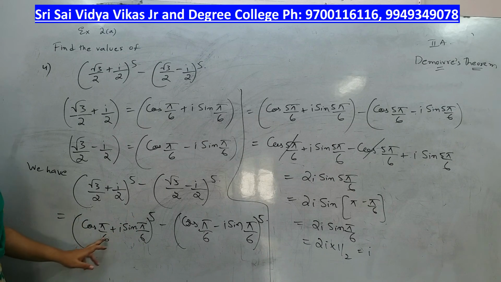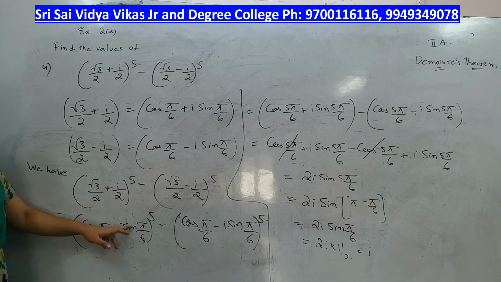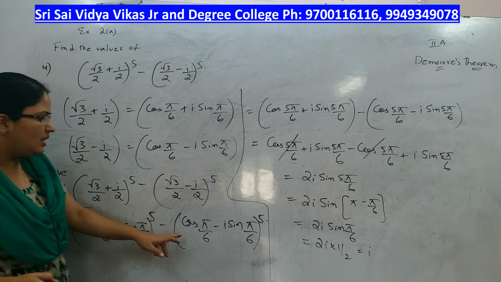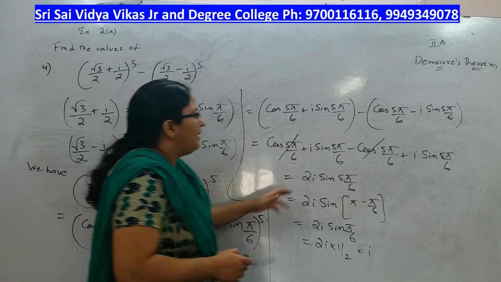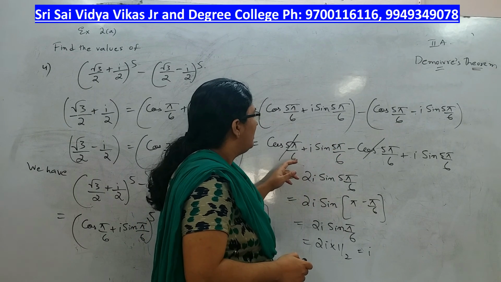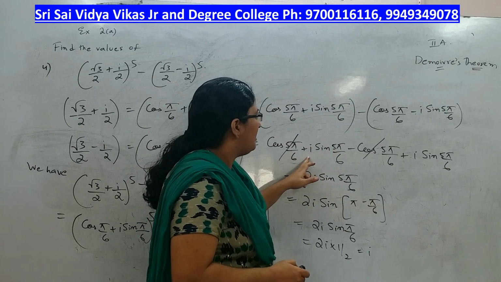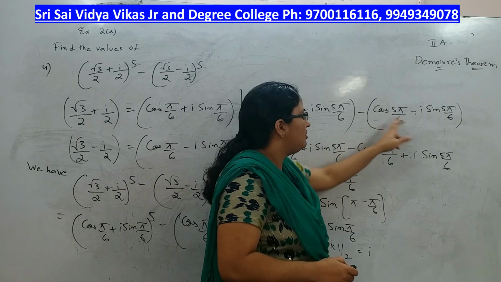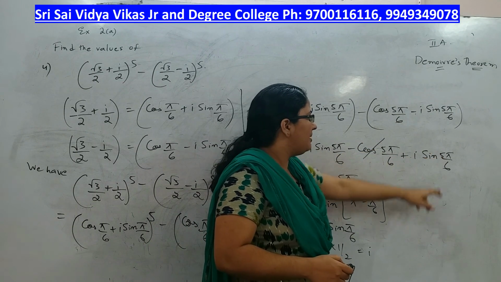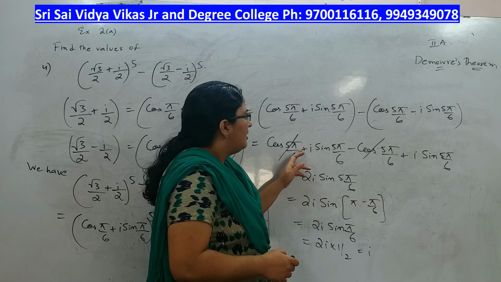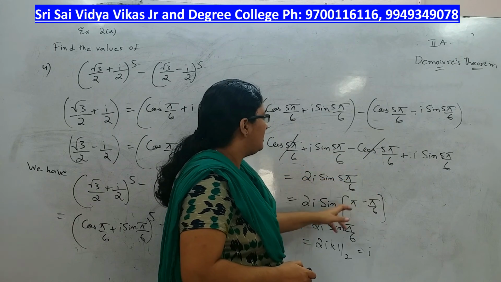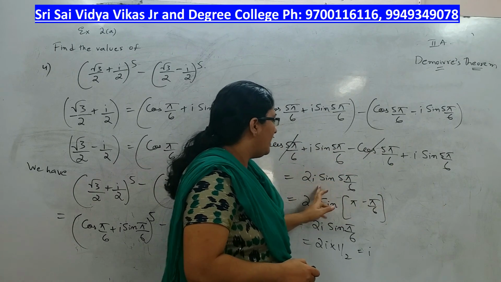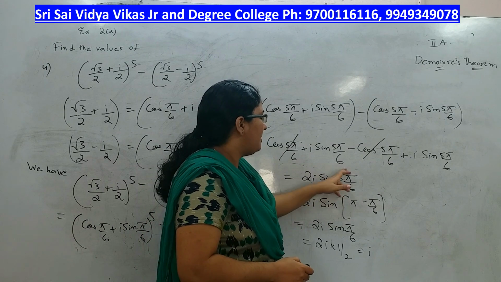So this 5 comes down. As per De Moivre's theorem, it will become cos 5 pi by 6 plus i sin 5 pi by 6 minus cos 5 pi by 6 minus i sin 5 pi by 6. Take minus sign inside. You have cos 5 pi by 6 plus i sin 5 pi by 6 minus cos 5 pi by 6, minus into minus plus i sin 5 pi by 6. Cos 5 pi by 6 and minus cos 5 pi by 6 cancel. i plus i, 2i sin 5 pi by 6.